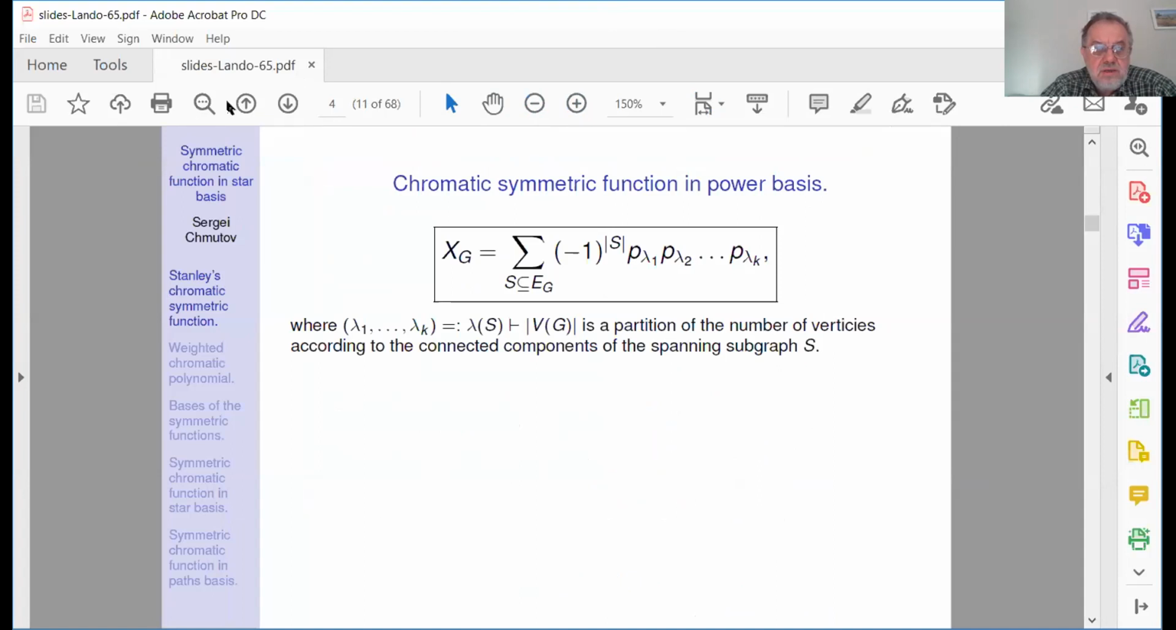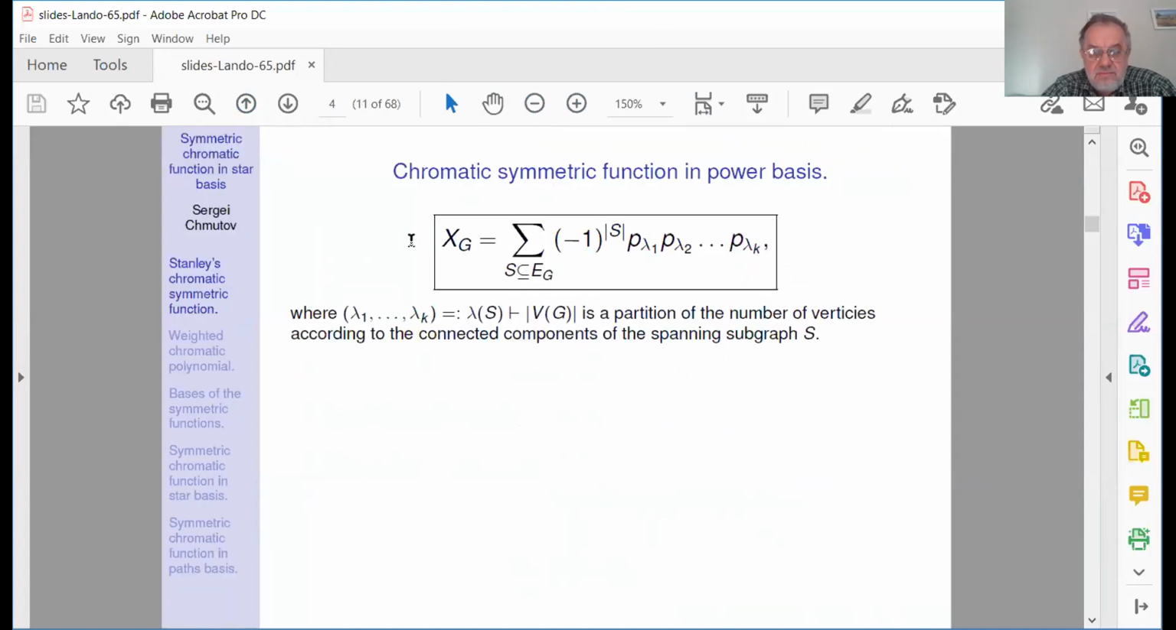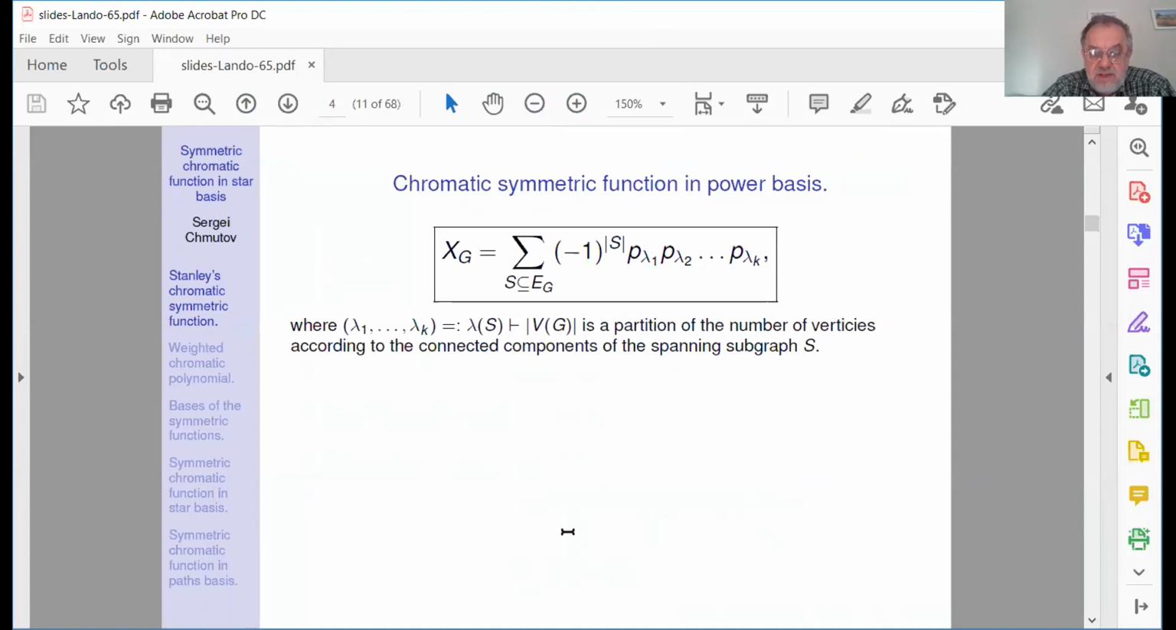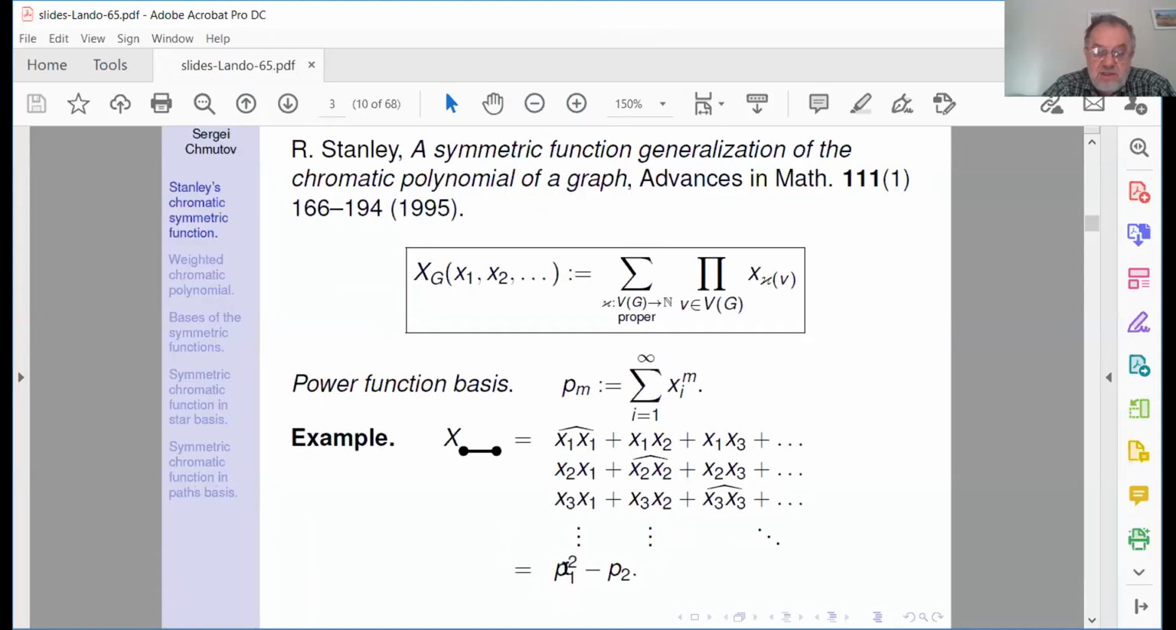Wait a second, I go too far. Yes. So when I sum up them all, it is going to be p sub 1 squared. But now what I have to remove is those terms with heads. That is going to be x1 squared, x2 squared, x3 squared, and so on. That is p sub 2. So that is the expression. That is a symmetric chromatic function for such a graph.